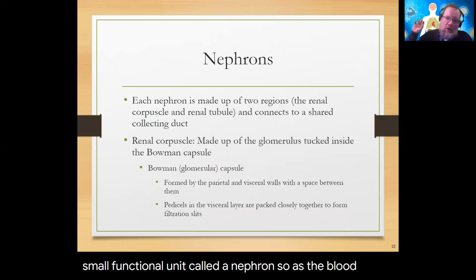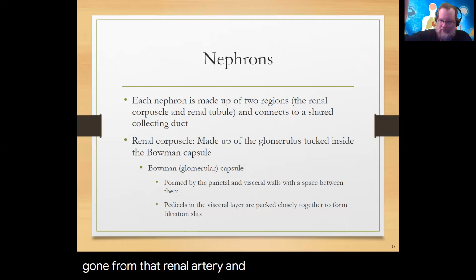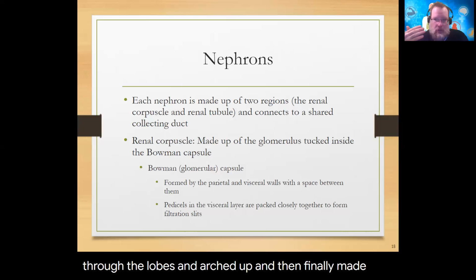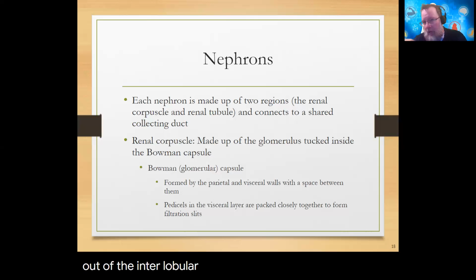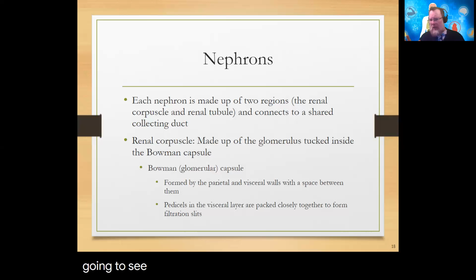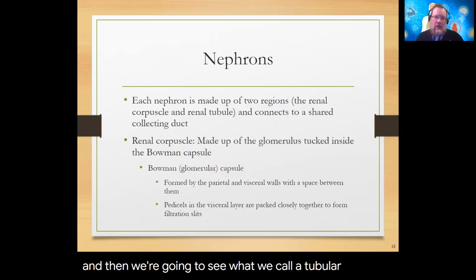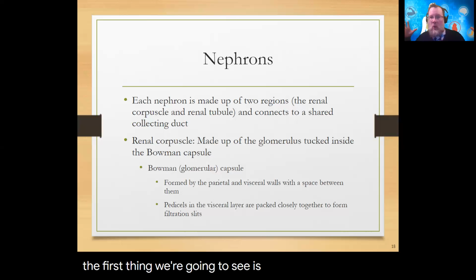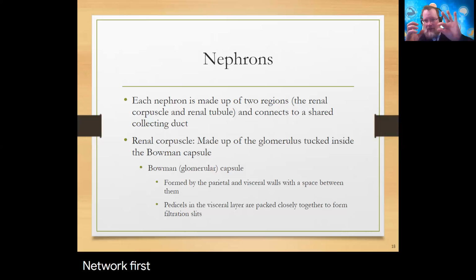So as the blood has gone from that renal artery and segmented and gone up through the lobes and arched up, and then finally made it out of the interlobular blood and into what we call an afferent arteriole, that's where the nephron begins. So we're going to see a capsular or corpuscular region, and then a tubular region. The first thing we're going to see is basically where all of that blood is going. So we're going to look at the capillary network first. We're going to see an afferent arteriole coming in. Now we're at the nephron.